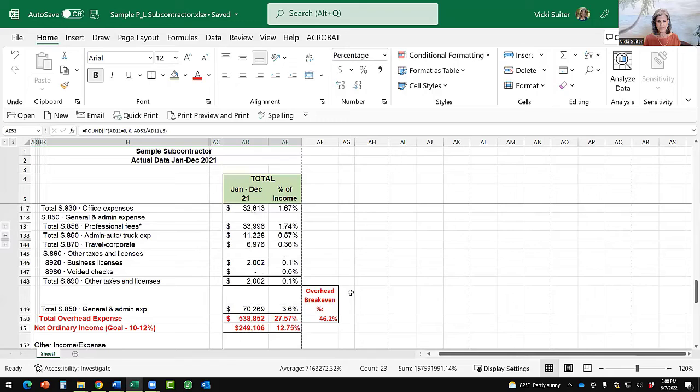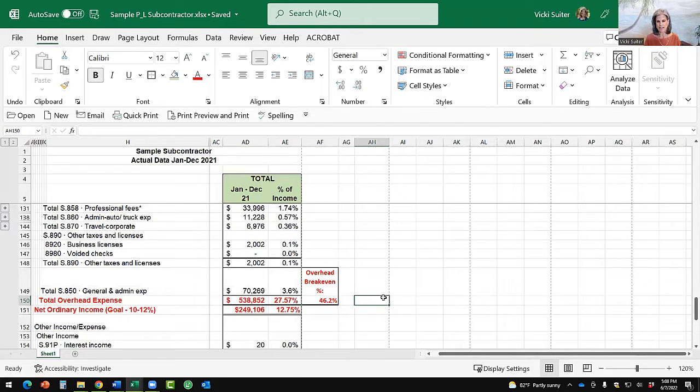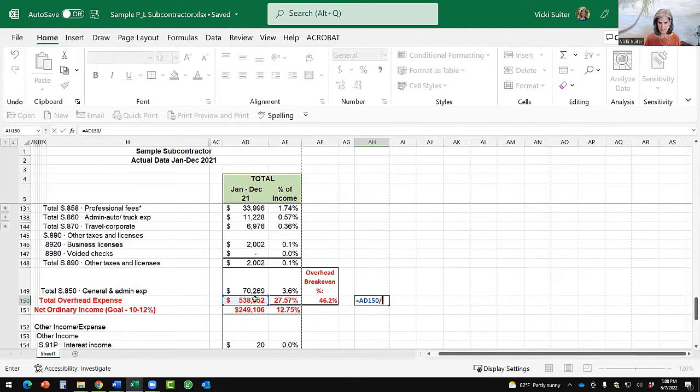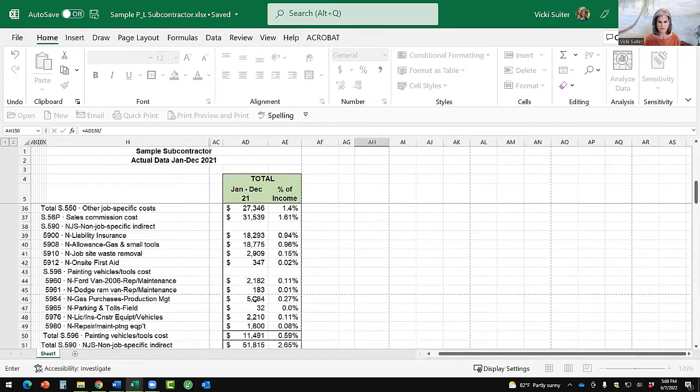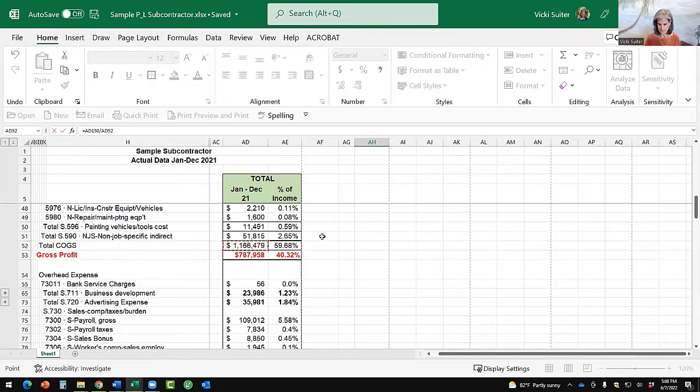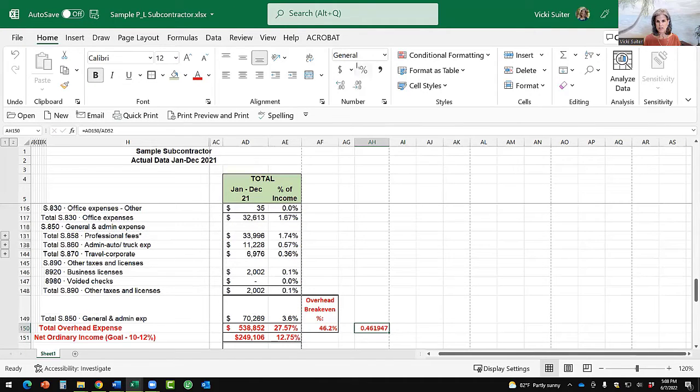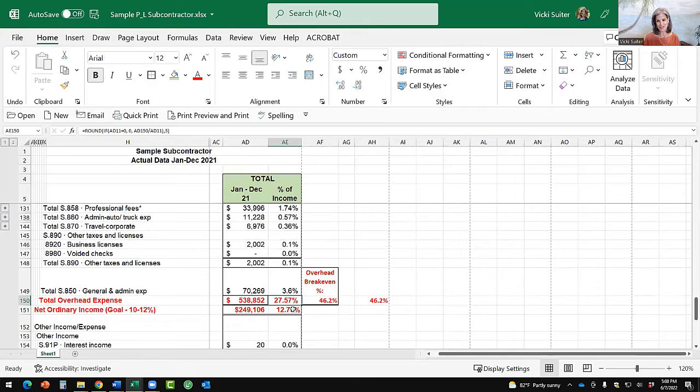And then I did the same thing down here. So I calculated what was the overhead break-even percentage for this subcontractor. I take total overhead expenses and divide that by cost of goods sold. That's 1,166,000, and it's 46.2%. Now, just like the general contractor, if I look at the profit and loss, it shows 27.57%. But in reality, the subcontractor has to mark up at least 46% just to break even. That means that markup, and this is true general or sub, that when you look at your overhead break-even percentage, what it means is that's how much I have to mark up just to have nothing on the bottom line.